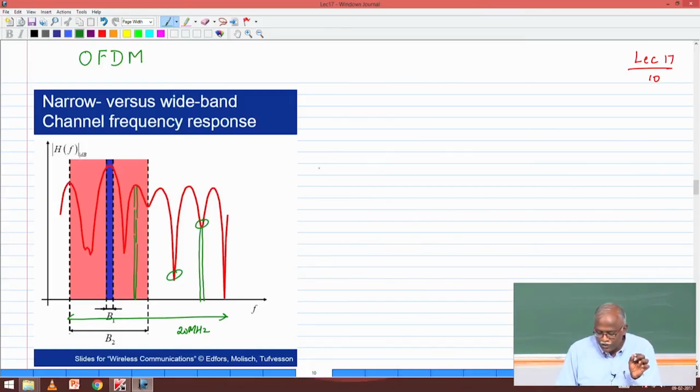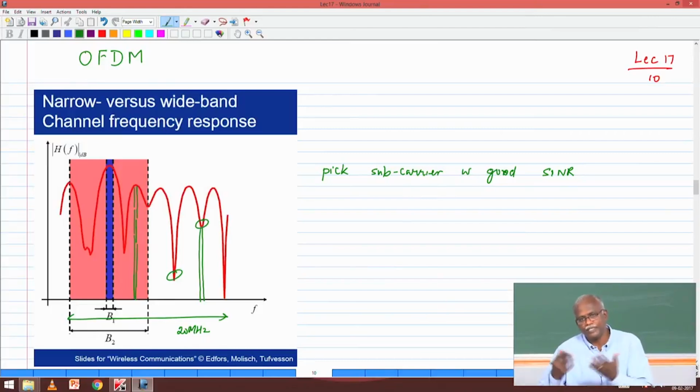So you pick those subcarriers which are seeing good channel conditions with good SNR. Okay, that's it. SINR. It can not only be due to fading, it can also be that there is interference. You will pick those with good SINR.